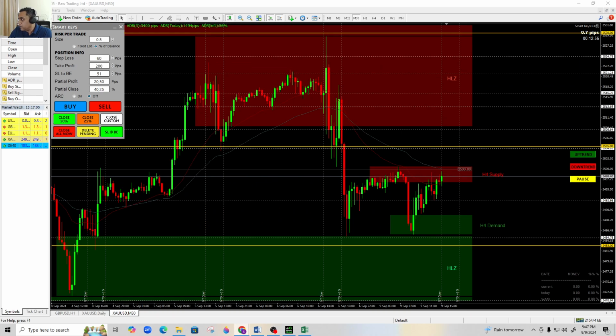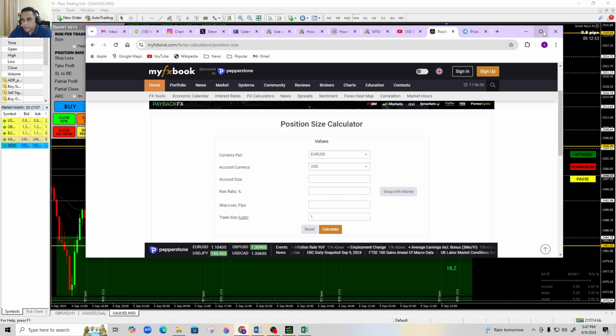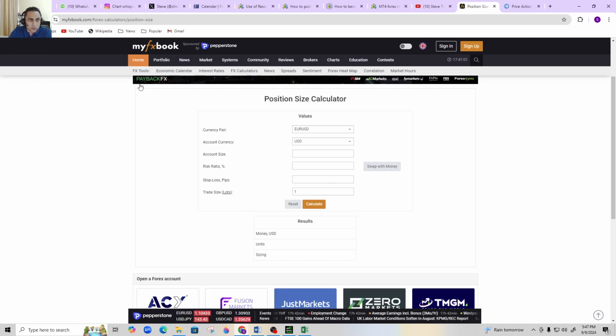Okay, here, just go to my FX book and go to position sizing, right? You'll get a position sizing calculator. This is how it opens. This is the default window of how it opens. Leave it as it is. If you are trading gold, don't change this to gold. Leave it as EUR/USD, right? Just leave it exactly as it is.